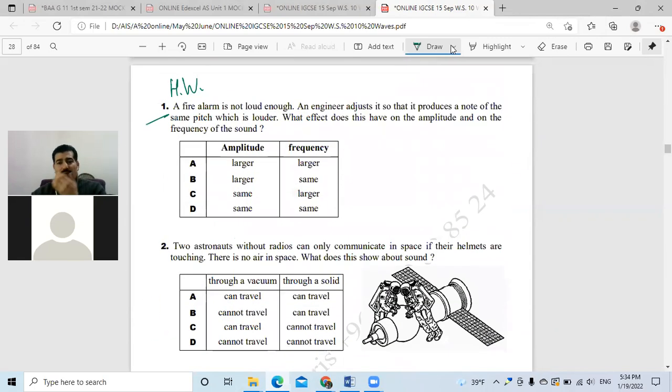Let's work together and see who can tell me the answer for the first question. A fire alarm is not loud enough. An engineer adjusts it so that it produces a note of the same pitch but louder. Which effect does that have on the amplitude and on the frequency? So same pitch, but louder. I have correct answers from several of you: Marwan, Adham, Muhammad, Salma. The amplitude is larger, but the frequency is the same, and the answer is B.